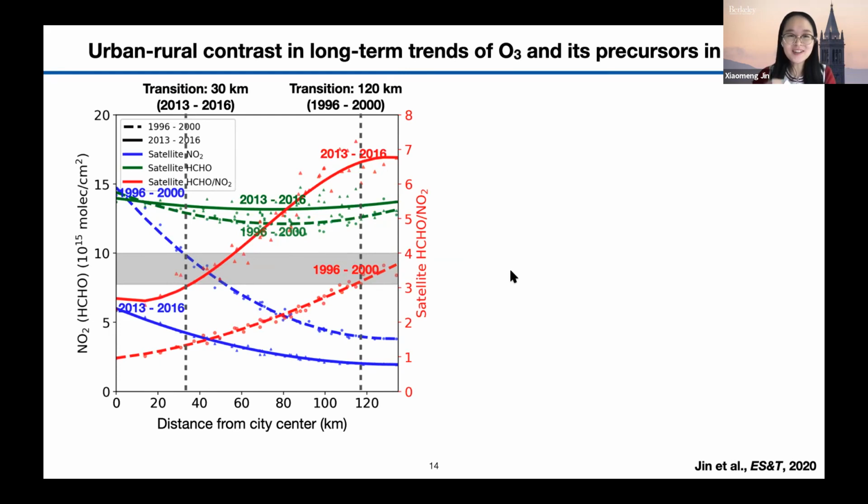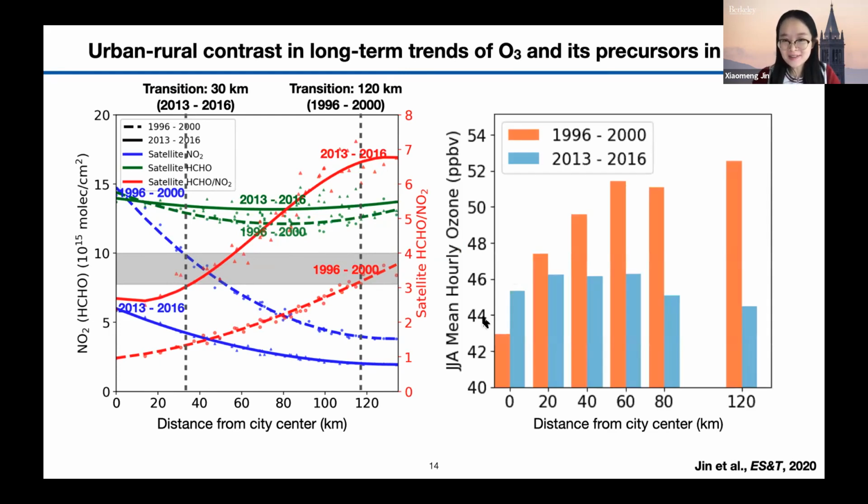So to connect this with the near-surface ozone, this figure shows the summertime mean ozone from in situ measurements, again in two different periods, as a function of distance from the city center. And you can see that in the urban, populated urban cores, where the ozone formation is not saturated, we can see that there is actually an increase of ozone in the recent period compared with the early period. Further away from the city center, where the ozone formation is NOx limited, we can see that there is a large reduction of ozone in the recent period.